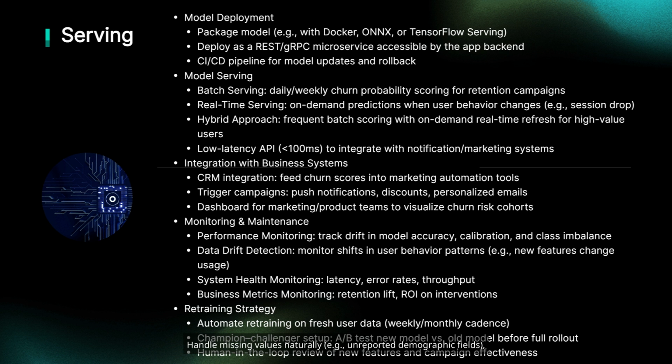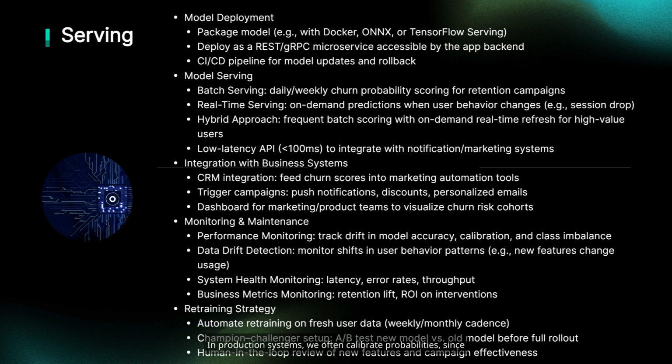These are widely adopted in churn prediction pipelines because they handle missing values naturally, e.g., unreported demographic fields, handle categorical variables, e.g., app version, device type, and capture nonlinear feature interactions like users who recently reduced their session length and haven't purchased in 30 days are at much higher risk.